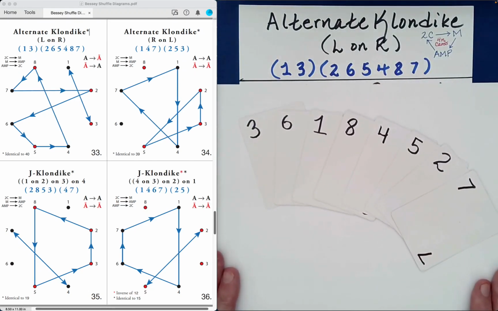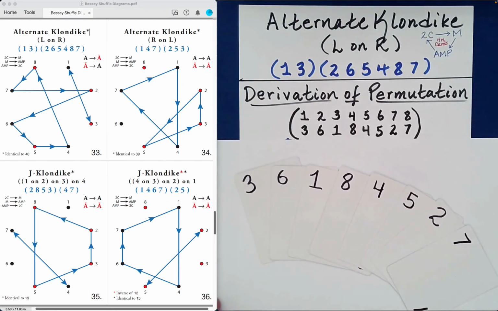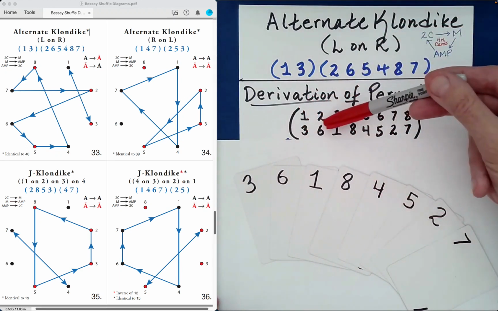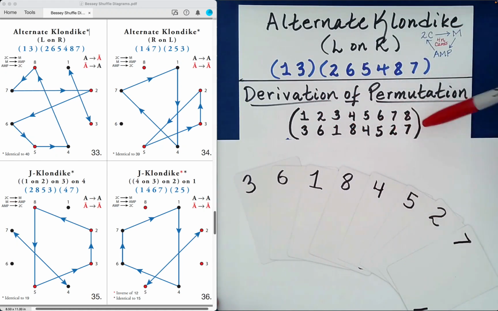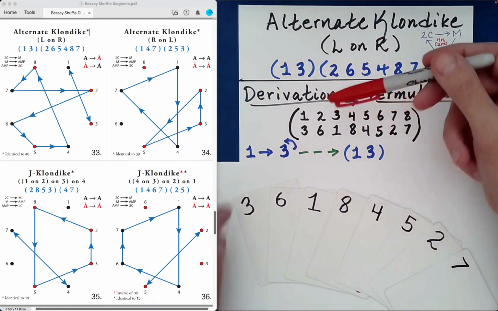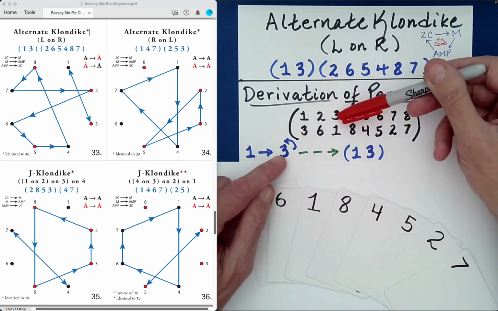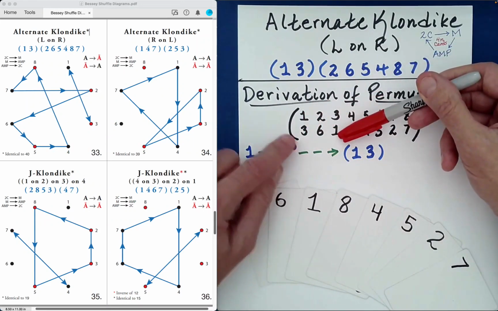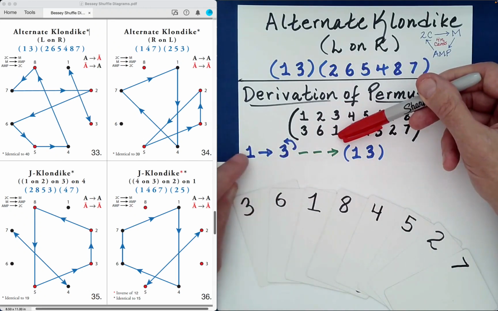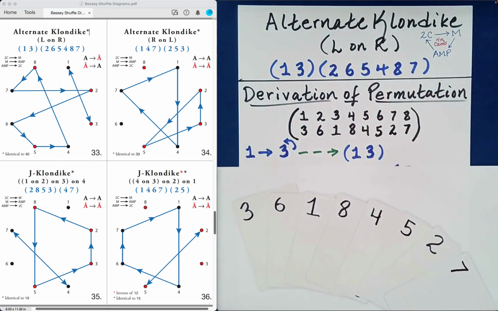Expressing this outcome in Cauchy's 2-line notation, we obtain the following. The top row, as always, is numbered 1 through 8, and the bottom row is 3, 6, 1, 8, 4, 5, 2, 7. Converting this to cycle notation, we obtain the following. We see that 1 goes to 3, so we have an arrow from 1 to 3. 3 goes back to 1, so we have an arrow returning to 1. So this constitutes a 2 cycle, also called a transposition. Those two just switch places.